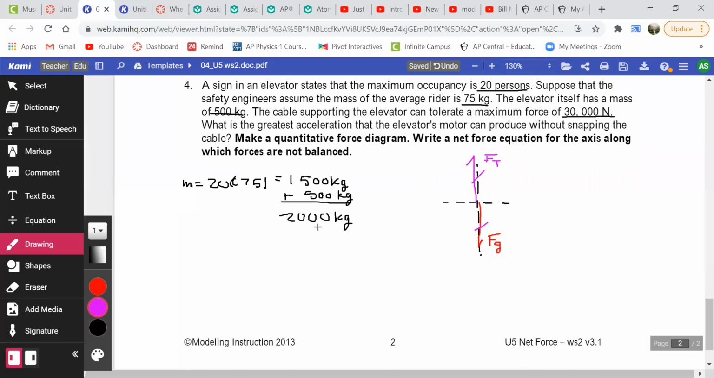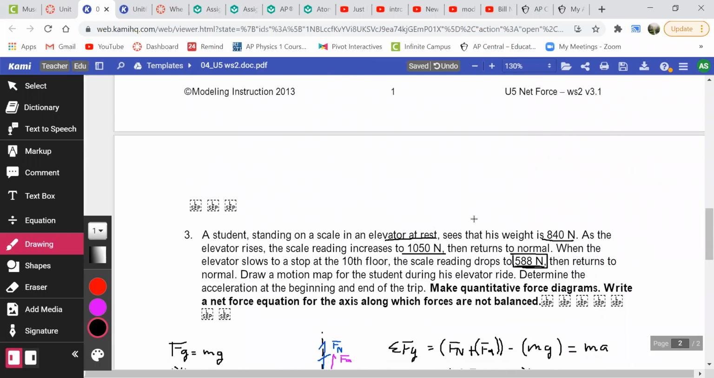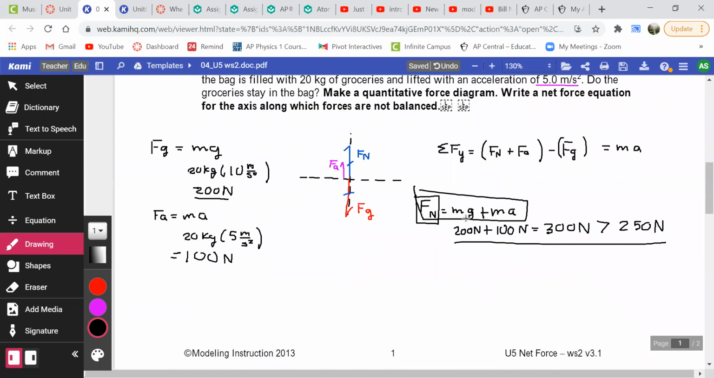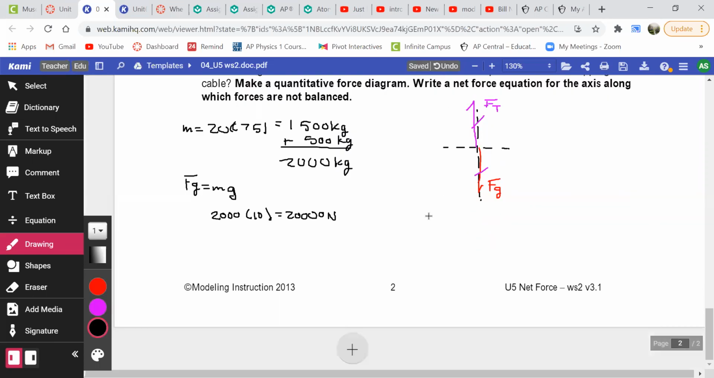So we state that this right here is the mass. Go back to black. Fg equals mg, where m is 2,000 and g is 10. So this is equal to 20,000 newtons. Just like last time, it's going to be this equation right here, mg plus ma equals Fn. So what we have is that the force of gravity, just traditionally, mg is 20,000 newtons.